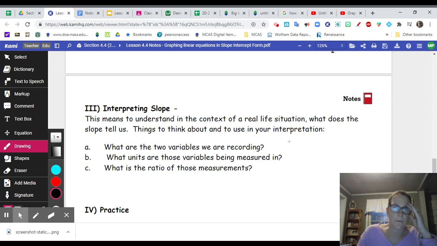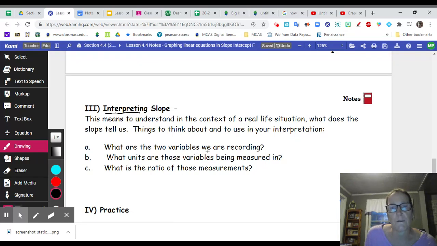So the last thing we're going to talk about with regard to slope in this section is interpreting it. Okay, and this is probably the hardest thing for students. Just what does this word mean? Interpreting means put everyday language words on it. And to do that, we have to understand the word problem that we're dealing with.